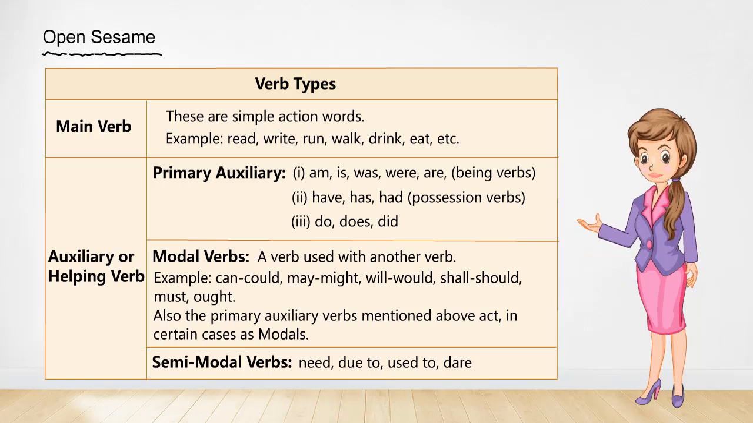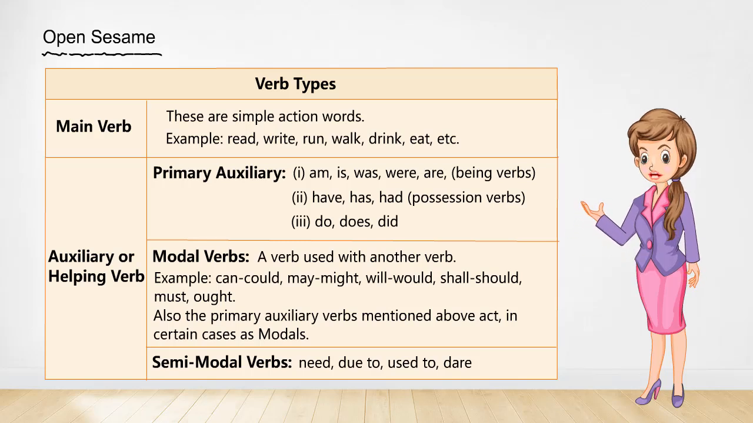1. Am, is, was, were, are, being verbs. 2. Have, has, had, possession verbs. 3. Do, does, did. Modal verbs, a verb used with another verb.